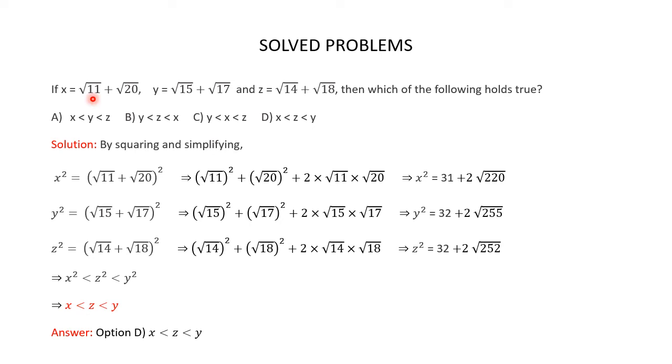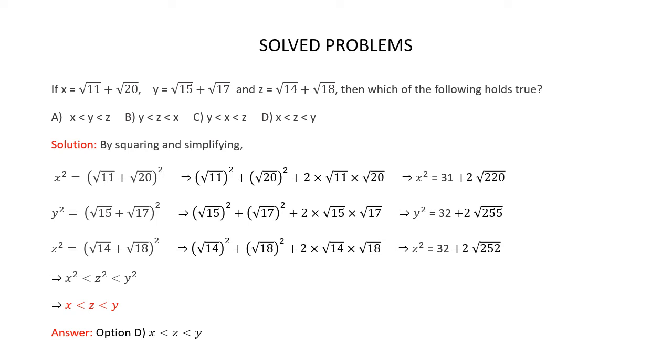If x equals root 11 plus root 20, y equals root 15 plus root 17, and z equals root 14 plus root 18, then which of the following holds true? You are given 4 answer options and you have to find out which of these options is correct.